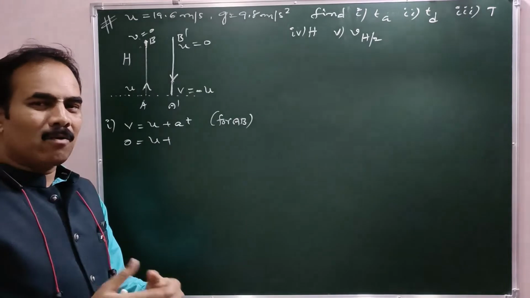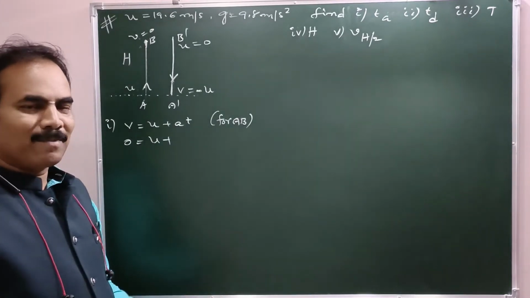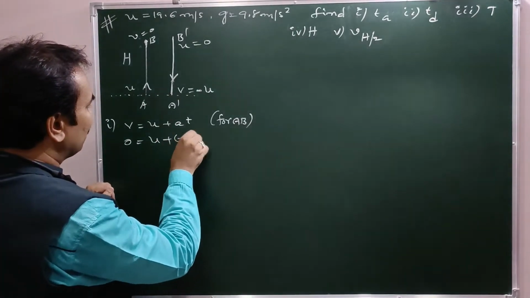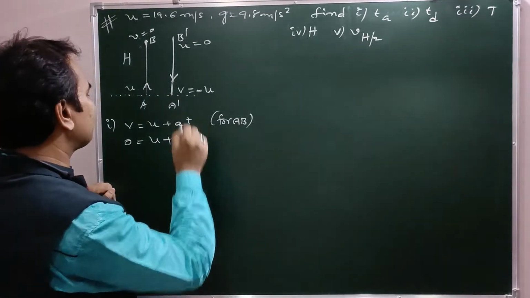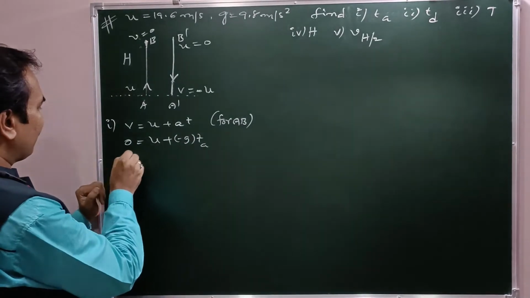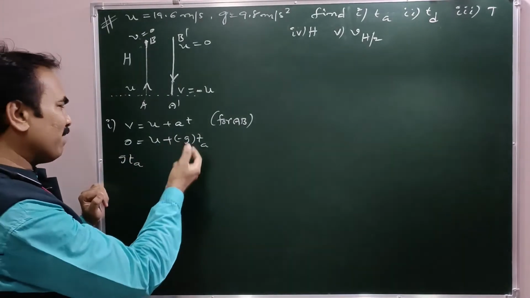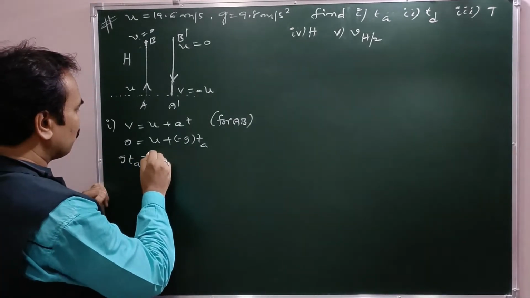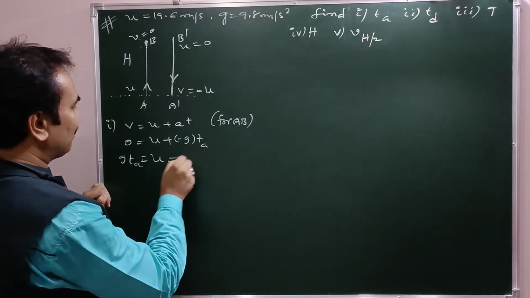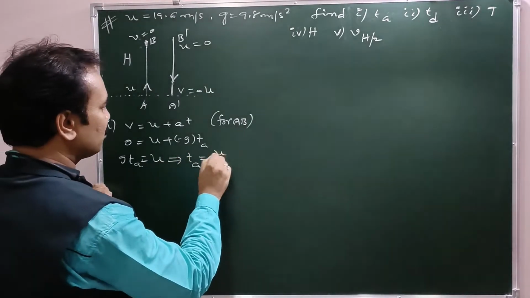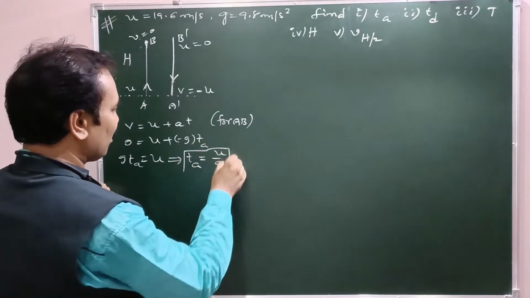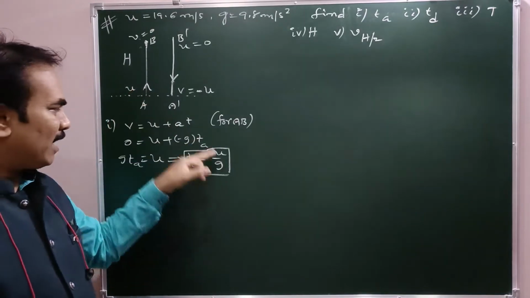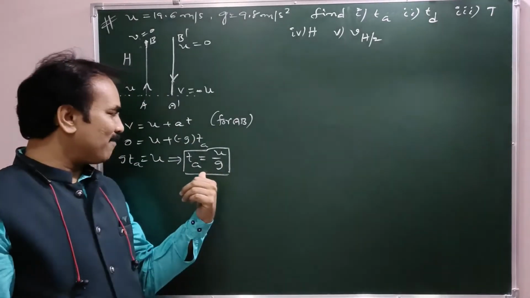Whether the particle is going up or coming down, g is negative. Why? Because gravity is always acting vertically downwards. That is minus g into t, where t becomes TA, the time of ascent. So that is gTA, plus or minus gTA becomes plus gTA. I am taking this to the other side. That is equal to u, which implies TA equals u by g. This is the time of ascent: the initial velocity of projection divided by the acceleration due to gravity.